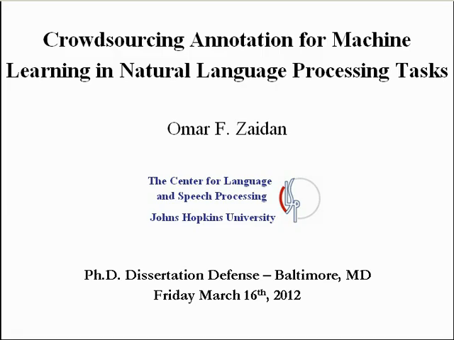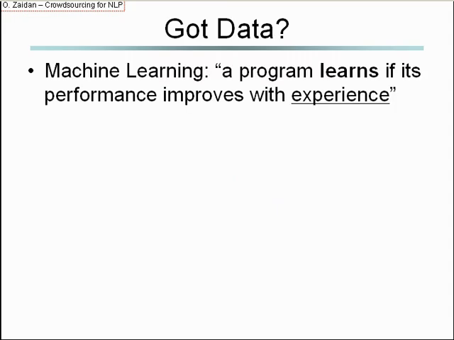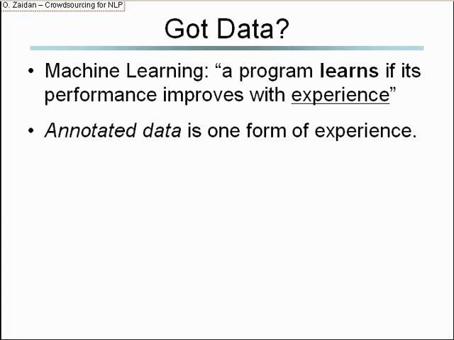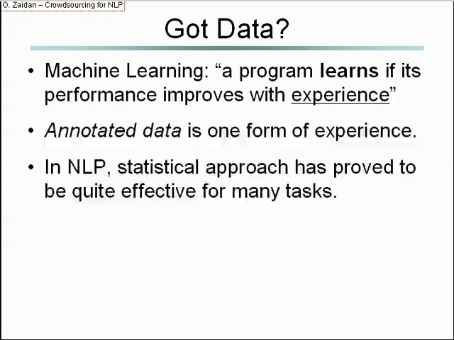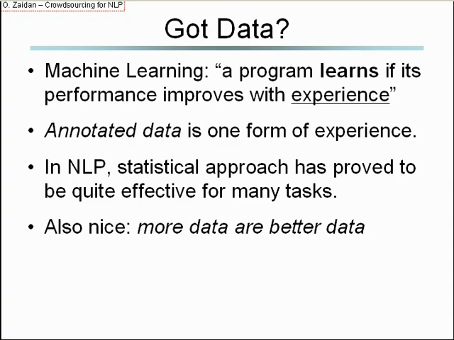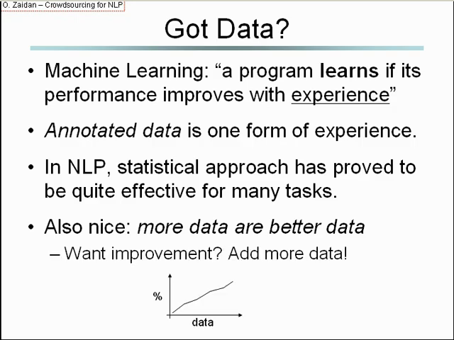I'm going to start by talking about data a little bit. In machine learning, we say that a program learns if its performance improves with experience. And one form of that experience is annotated data. And we've made a lot of use of annotated data in NLP because the statistical approach has proved to be very effective for a variety of tasks, and the training of the systems for those tasks relies heavily on annotated data sometimes. Something that's really nice about this is this more data or better data pattern, which basically means that if you want to improve the performance of your system, you can just add more data to your training set.